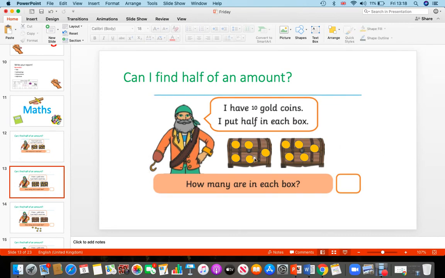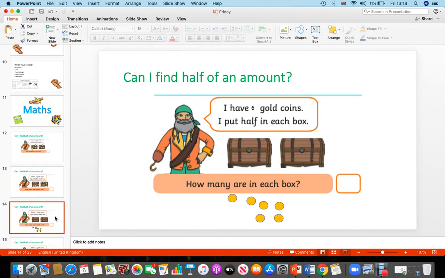We started with 10 gold coins. How much is half? Half is 5 because there is 5 in this box. Okay, we'll do one more.